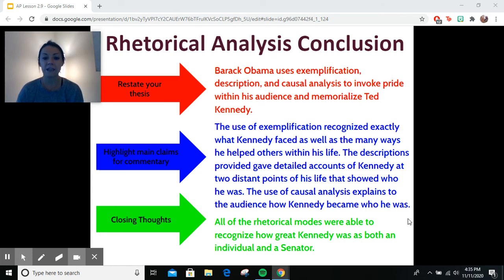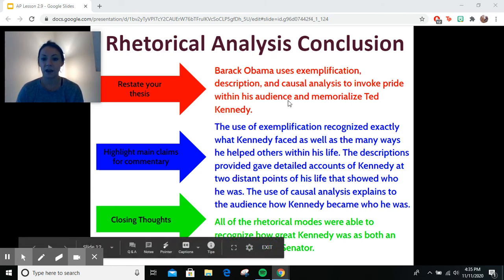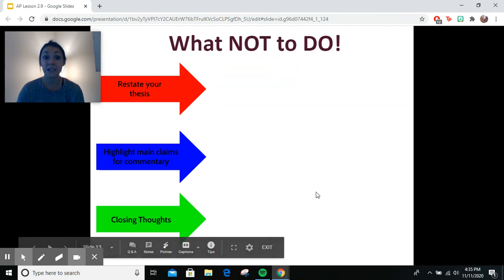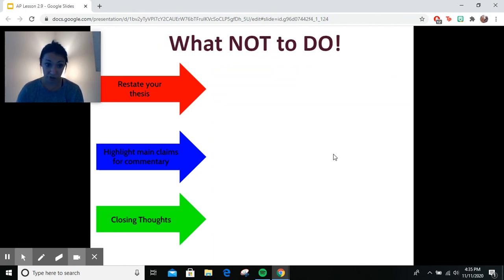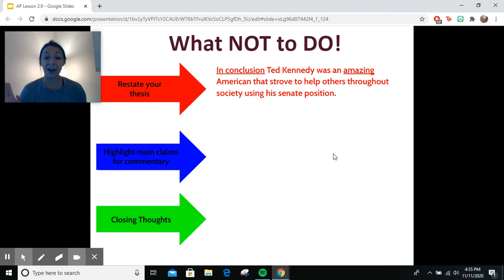Notice the conclusion here is one sentence for restating your thesis, three sentences here, and one sentence for your closing thought. So it's not long. Here's an example of what not to do. This student did not earn a good score on their essay.